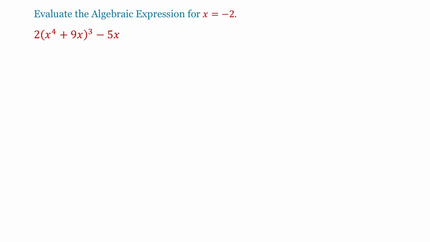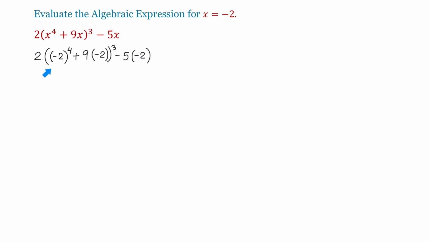And because we will replace x with a negative number, we will have each -2 inside the parentheses. So we will write 2 parentheses, and then we will replace the first x with -2, so we will write -2 in parentheses to the 4th power, plus, now we will bring 9 down, and we will replace the next x with -2, all this cubed, minus 5 times -2.